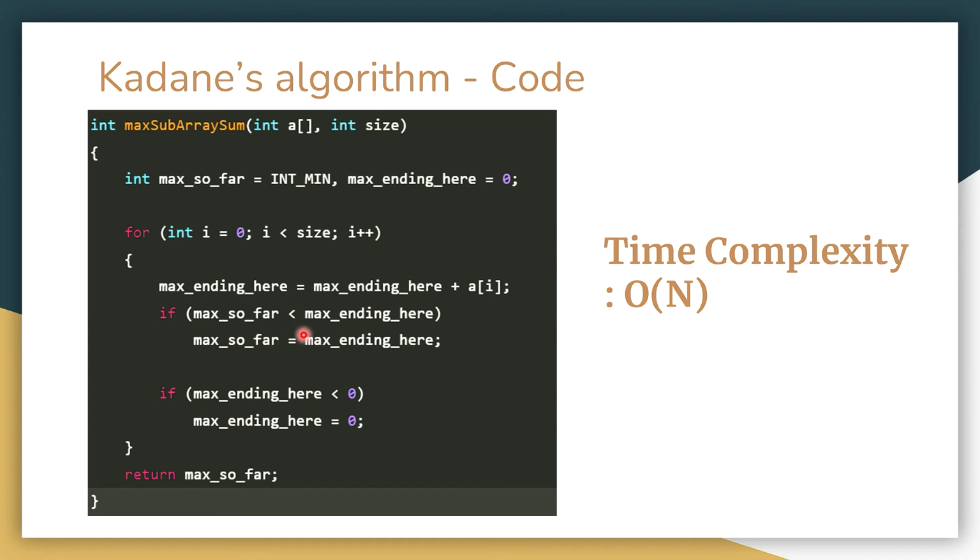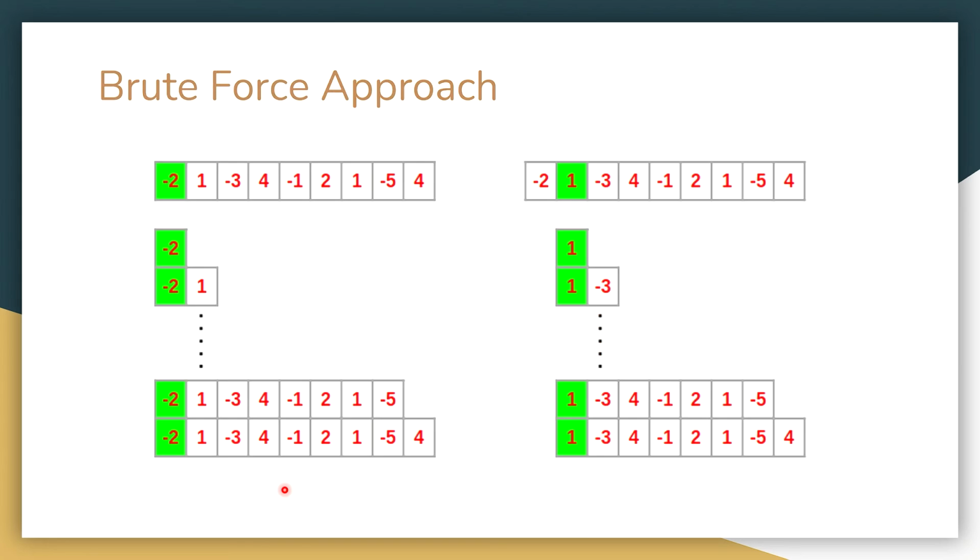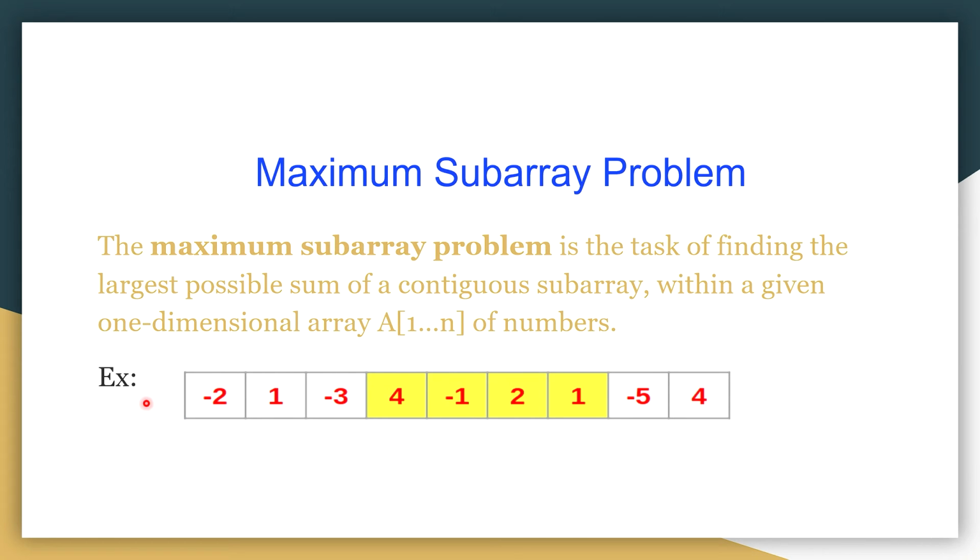If the max so far, which is the total maximum we have found till here, is less than max ending here, we update the max so far as max ending here. In case we add an element that is very negative, like -10 or so, and the max ending here becomes less than 0, then we update the max ending here to 0, and we return the total max so far. So, to explain it further, let us go back to our main example.